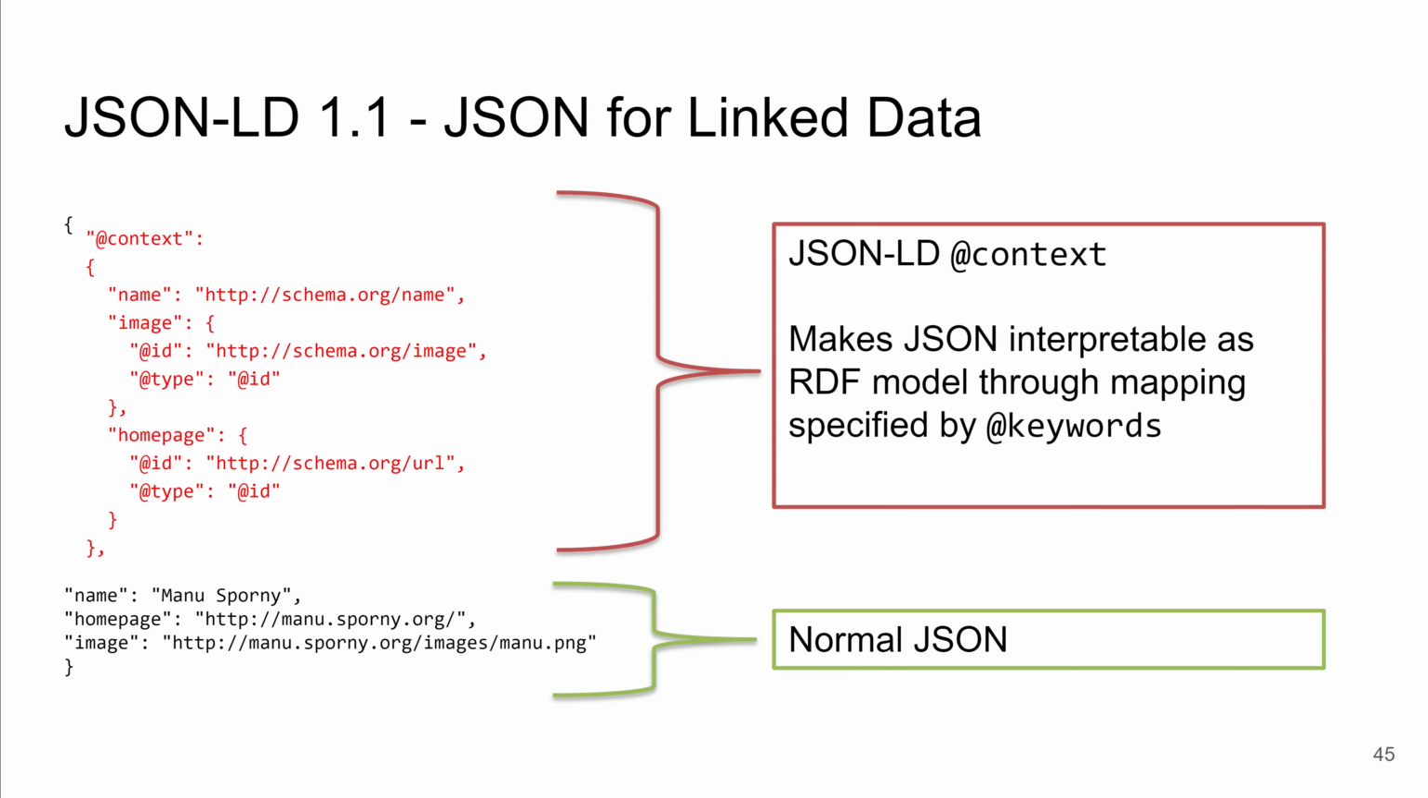So in this case, this context contains a definition that the name key corresponds to schema.org/name predicate. The image key corresponds to schema.org/image predicate, and the homepage key corresponds to schema.org/URL predicate. In addition, it says that the values of homepage and image are IRIs of resources and should be treated as such. But if we are a normal or regular JSON developer, we may ignore what is in the @context key, and we still see a regular JSON file.